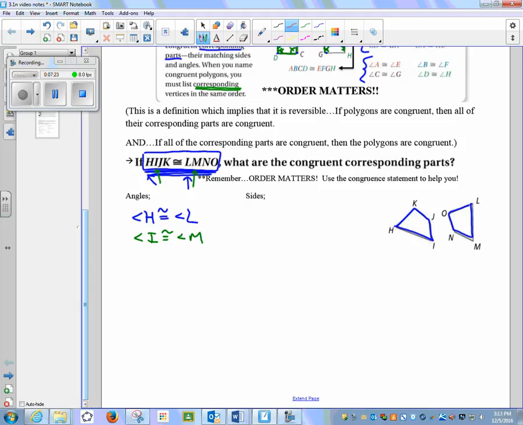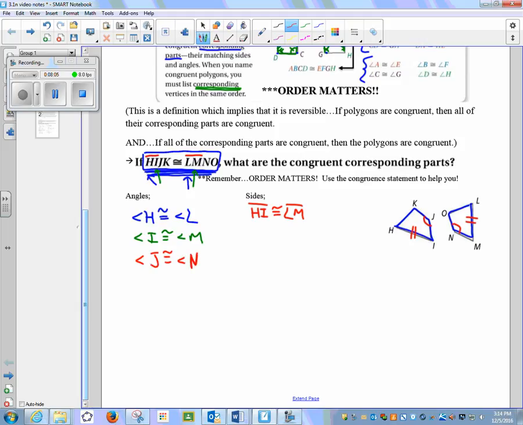When you're talking about sides, HI are the first two letters, congruent to LM, because those are the first two letters. If we look at our diagram, HI congruent to LM, that makes sense. That's like the longest side in both of those diagrams. So you actually can use the diagram. That would help you, you can tell J is the biggest angle, right? And N is the biggest angle. So J and N are going to correspond with each other and be congruent to each other.